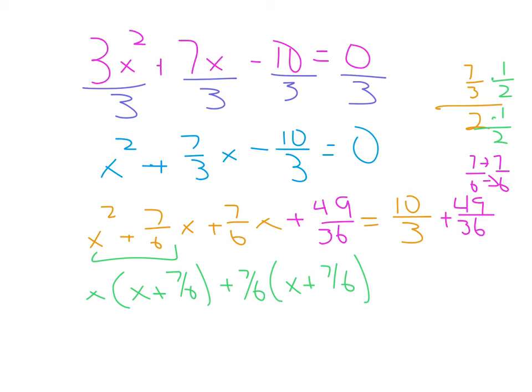And on the green line, 10/3, if I make that into 36ths, so multiply by 12 on top and bottom, that's 120. So that's going to be 169/36. Ooh, that works out nicely, actually. So let's finish factoring. I'm going to skip that one step, and I'm going to write x plus 7/6 squared equals 169/36.